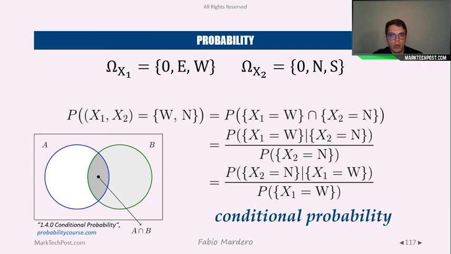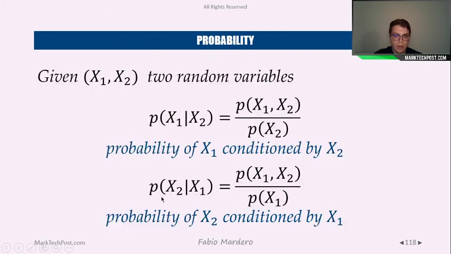Then, I go very fast on this, we can define the conditional probability as we have done for the events. This conditional probability is written as the probability of the event west given the event north, divided by the probability of the event north. Again, we can write the probability of x1 conditioned by x2 as the joint probability over the probability of the event which conditions the other.